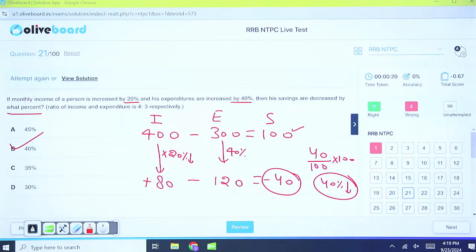Yes, is this clear, guys? Should I move ahead? Yes, please. Tell me, should I go ahead?